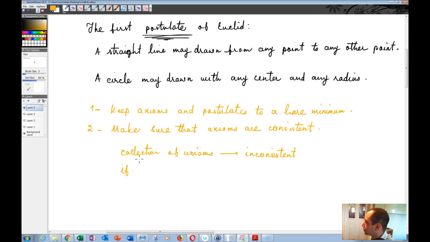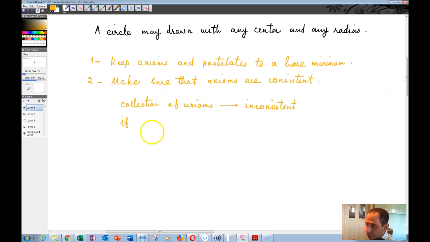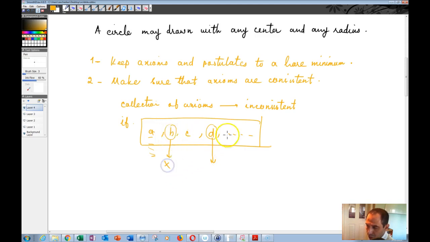Okay, so for example, let's say that you have all of these axioms over here: axiom A, axiom B, axiom C, axiom D, and so on and so forth, and that you call a collection of axioms. If you can use this axiom D in order to prove that axiom B is wrong, then that means that this collection of axioms is inconsistent.